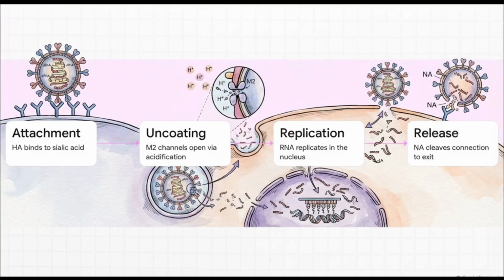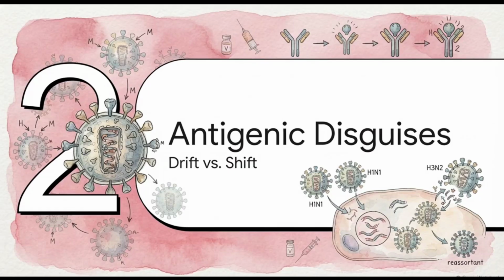So if we trace the exact steps of this biological break-in, it flows beautifully. Step 1, attachment via hemagglutinin. Step 2, the host cell actually swallows the virus into a pocket called an endosome. There, acidic protons rush through the viral M2 ion channel, which acts like a trigger for the virus to uncoat. Step 3, that released RNA travels right into our nucleus to rapidly replicate. And finally, step 4, the new viruses bud off and are released via neuraminidase cleavage. The perfect crime.